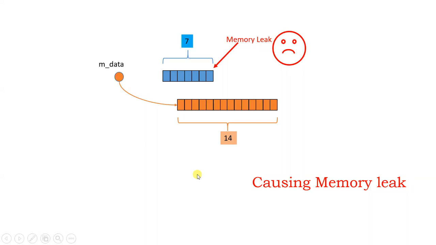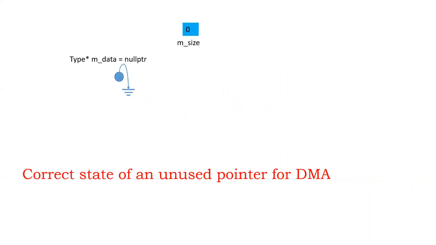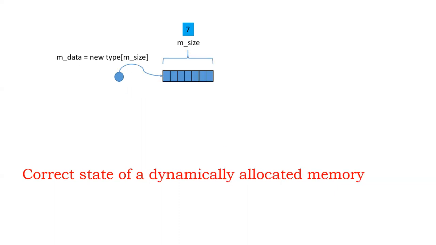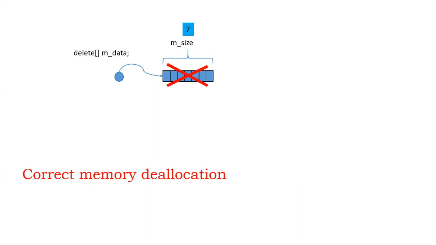All right, and that's the memory leak I was talking about, okay? So correct state of unused memory is always setting it to null and have the number of memory that you're using somewhere so you know how many you have. And when you actually allocate the memory, you keep track of how much memory you have because C++ has no way of knowing how much memory is allocated. Impossible. It's your responsibility to look for it. And always delete the memory the way you allocated it. If you say new int square bracket something, you delete square bracket something. If you say new employee, that's it, then you delete employee, no delete square brackets.